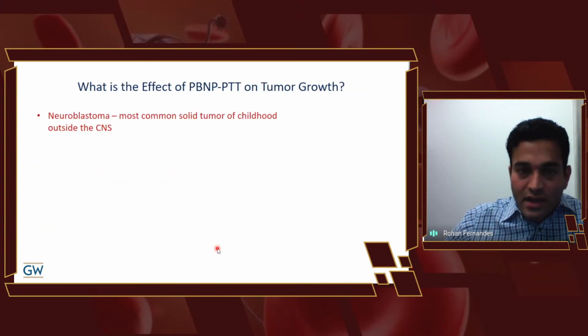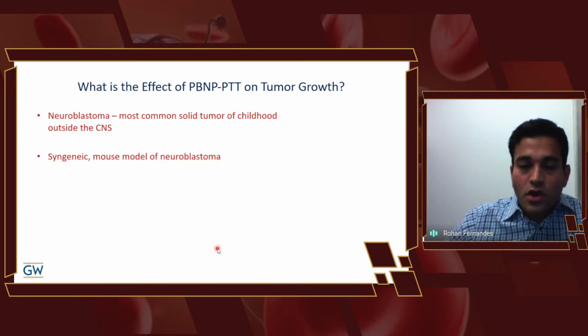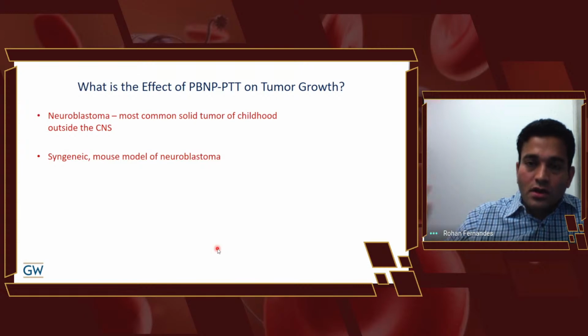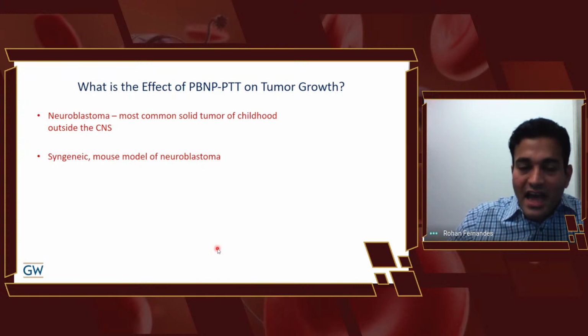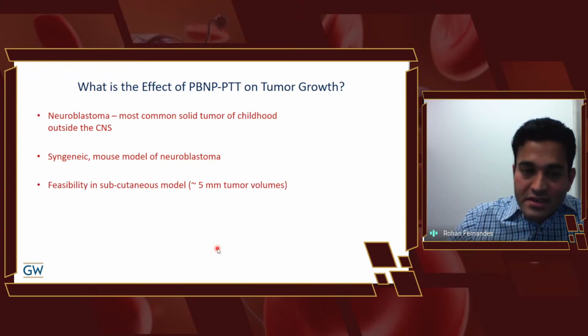So we worked again with this neuroblastoma, just to refresh you, the most common solid tumor of childhood outside the central nervous system. We used a syngeneic mouse model of neuroblastoma. So neuroblastoma tumor cells transplanted into fully immunocompetent animals. We first tested the feasibility in subcutaneous models.